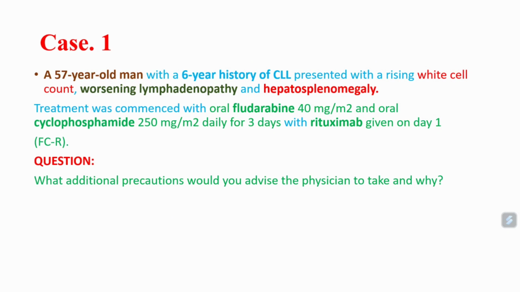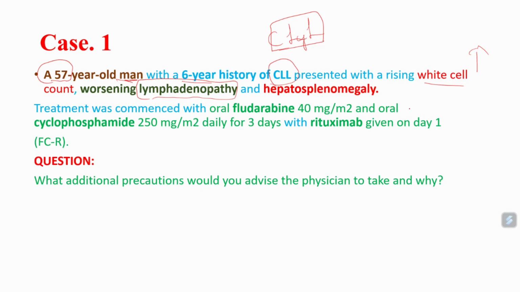So let's begin our class with this case. I think you have already gone through this case. So let me read this case for you. A 57 years old male patient, who is having a history of 6 years of chronic lymphoid leukemia. Patient is having chronic lymphoid leukemia or chronic lymphocytic leukemia, and patient is having clinical presentations of elevated white blood cell count. Okay, white cell count was increasing in the body, and along with that, patient is having worsening lymphadenopathy.